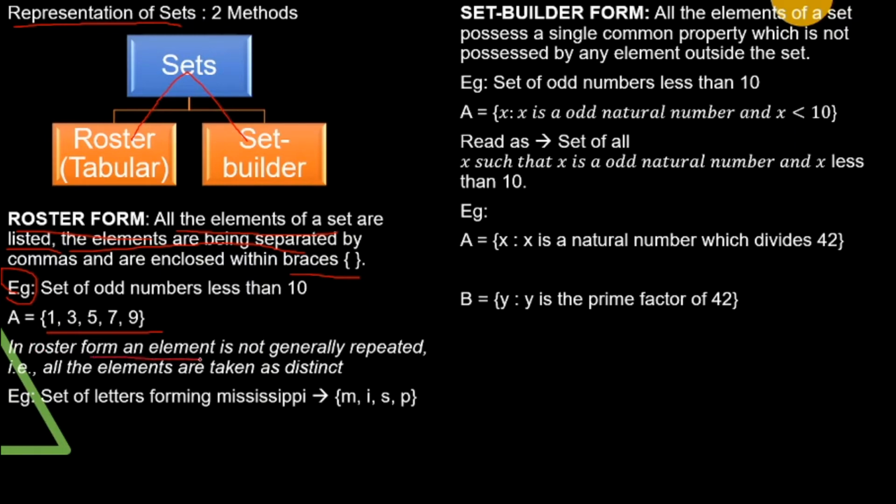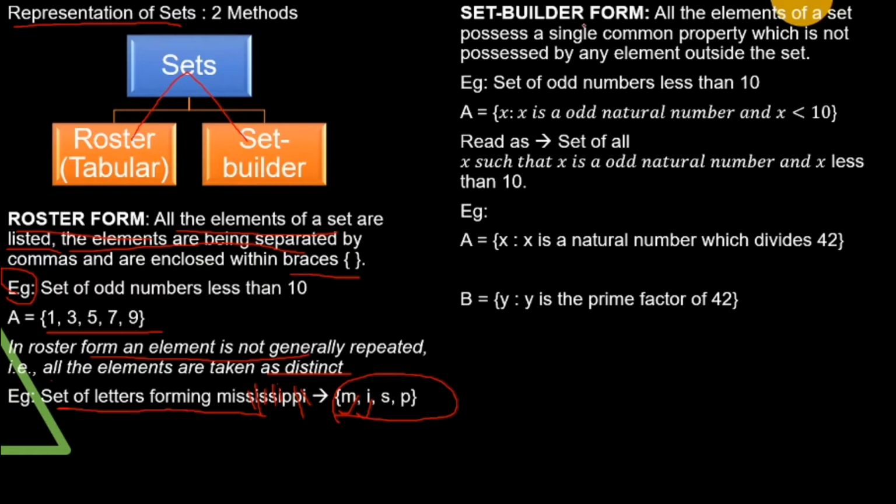In roster form, an element is not generally repeated. You don't repeat an element. All elements are taken as distinct. Take the set of letters forming Mississippi. I'm forming the set. I have written M. Then I have written I. Then S, I have written S. But again S is repeated, so I skip it. Again I is there, so I skip it. Again S, skip. Again S, skip. I, skip. We have P, so I write P. But here again it is there, so I skip. So this is my set for the word Mississippi. I hope this is clear to you all.